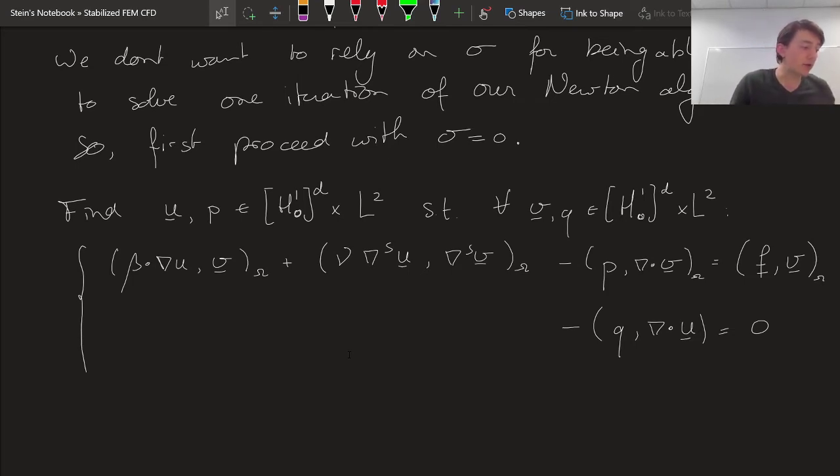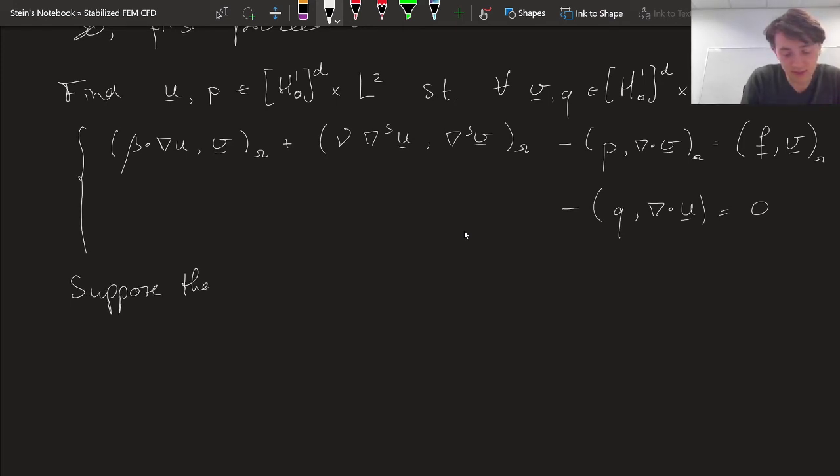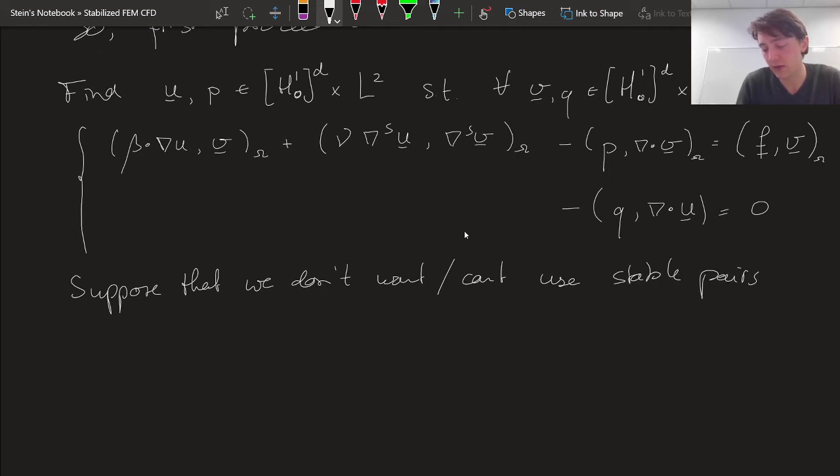So a couple of reasons why we might want to use element pairs that are not stable are, suppose that we don't want or can't use stable pairs. Okay, and the reasons for those might be, for example, the following. We want to be able to use low order element pairs.